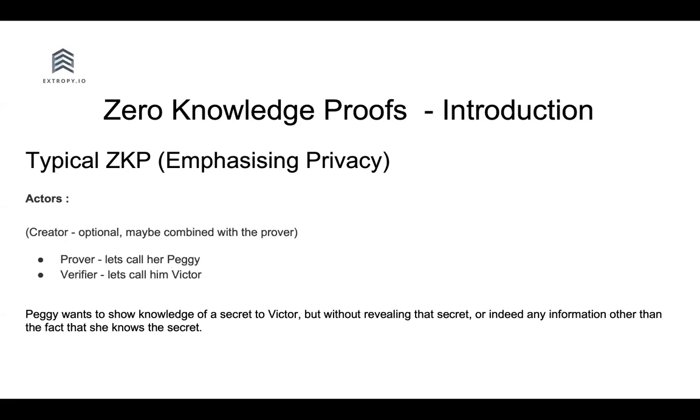So she wants to prove to Victor that she has knowledge of a secret, but without revealing any details of that secret to Victor. In fact, with a zero knowledge proof, it goes further. The only information that Victor should receive in a zero knowledge proof is the fact that Peggy has knowledge of this secret, and that is all they should receive. It should be just one bit of data.